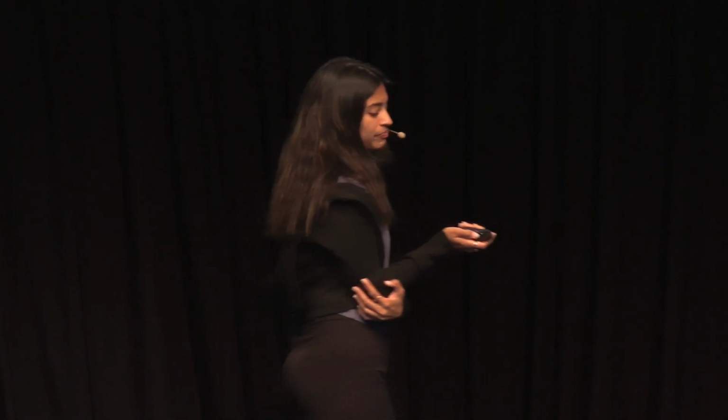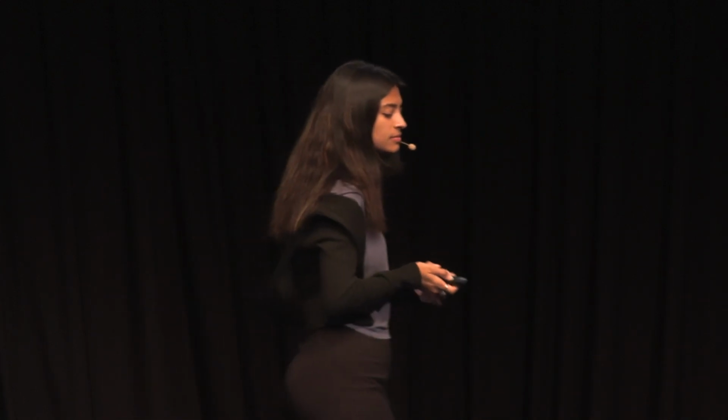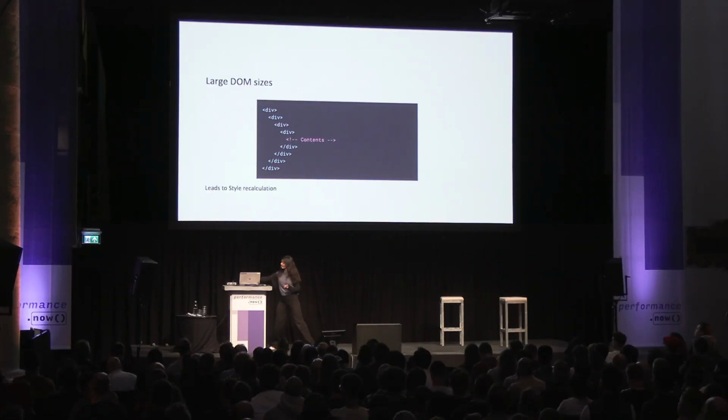What could you do to help this situation? We already use fragments, right? So that's one way to solve it. But the idea is to just keep it simple, just keep it small, do as little work as possible. So style recalculation could be kind of fixed by having a smaller DOM tree. What else? Forced reflows.